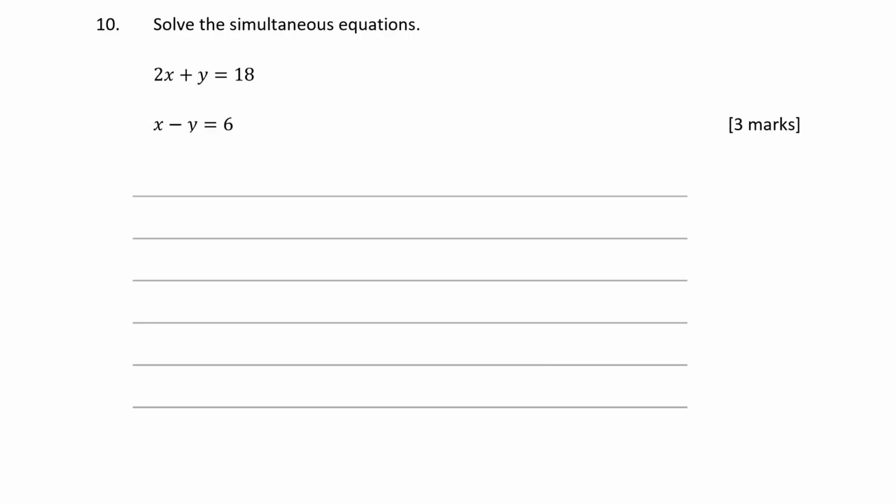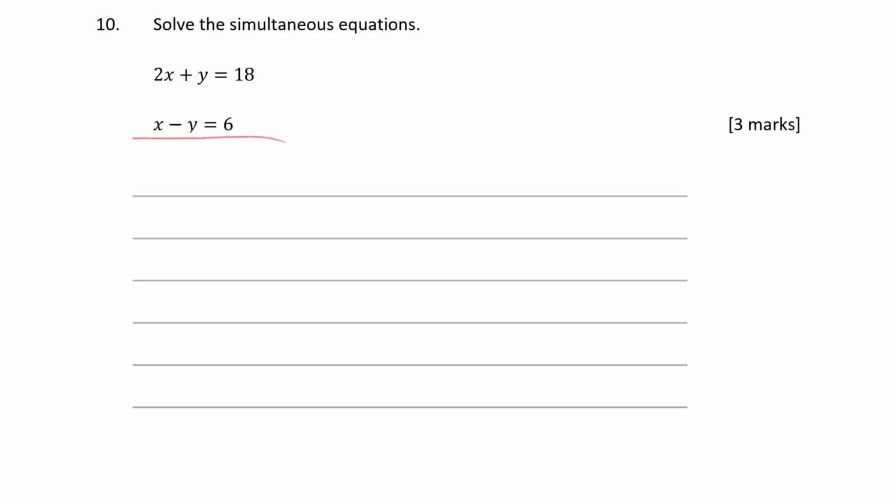Question 10. Solve the simultaneous equations 2x plus y is equal to 18 and x minus y is equal to 6. Now you should have a few methods up your sleeve for solving simultaneous equations, either by elimination or substitution or graphically. Here, this particular pair of equations lends themselves really well to elimination. You can see I've got a plus y and a minus y, so I can eliminate y very easily by adding these two equations together.